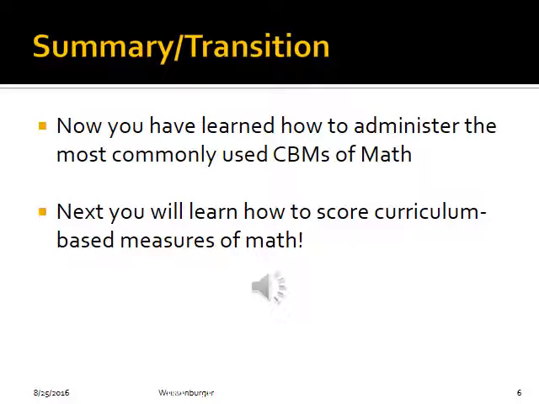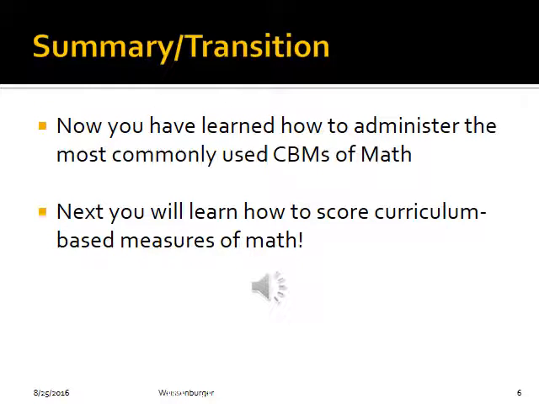Now we have learned how to administer the most commonly used CBMs of math. At the early elementary level, the preschool level, there are different measures that are used, and there are different measures used at the high school level. However, most school districts are using these particular measures, both the single skill, the multiple skill, and the estimation skill probes for both screening and progress monitoring purposes.